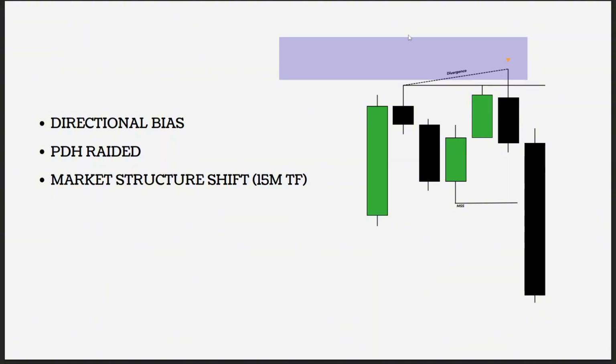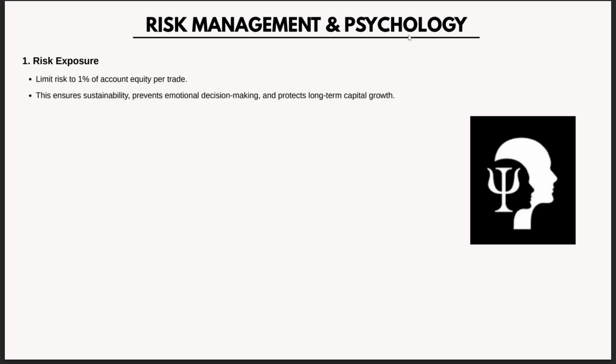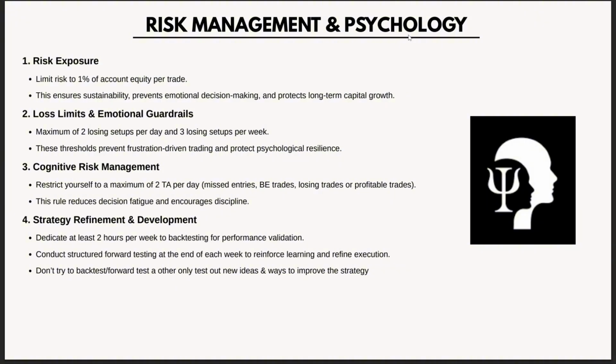Or what if I decide to take only market structure shifts that occur during the New York session, not just during the session, but at this specific time, 9 a.m. New York time? How does it work? How is it going to affect things? So this is what I mean by backtesting a single idea, not going to look for a new ICT strategy. So that's it for risk management and psychology.